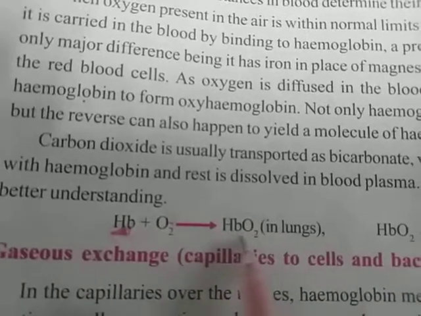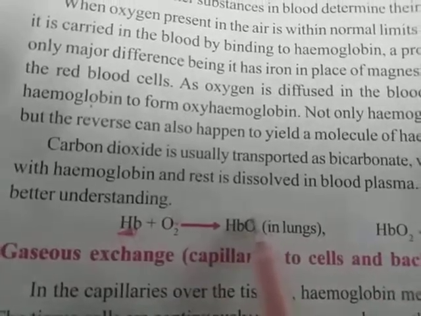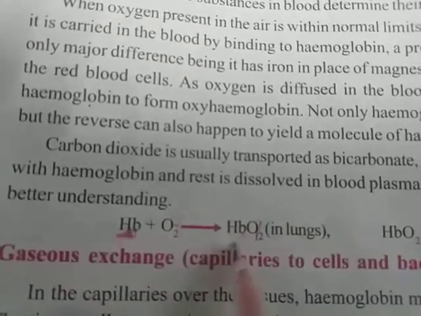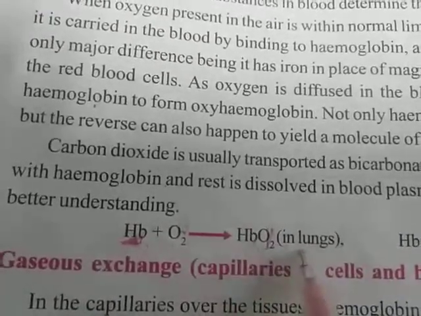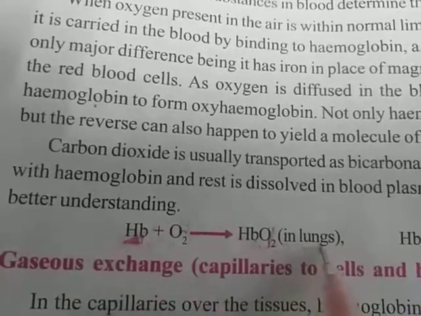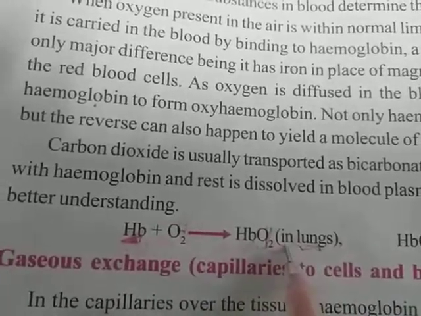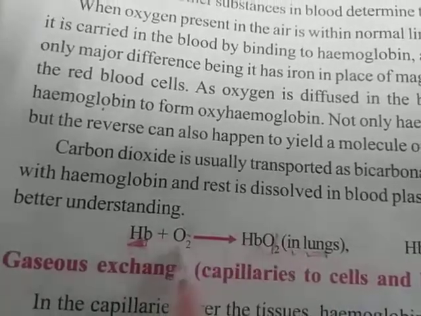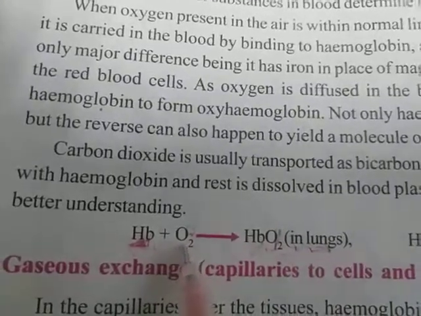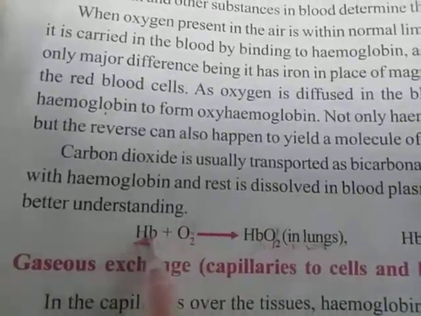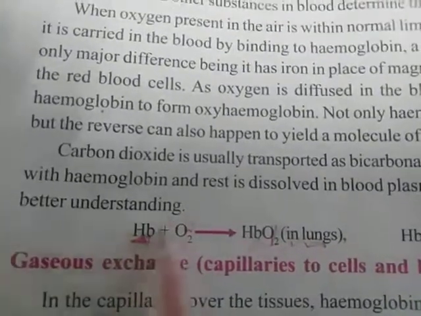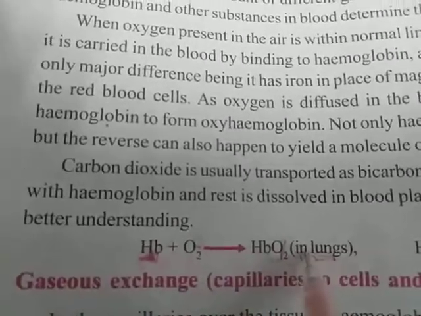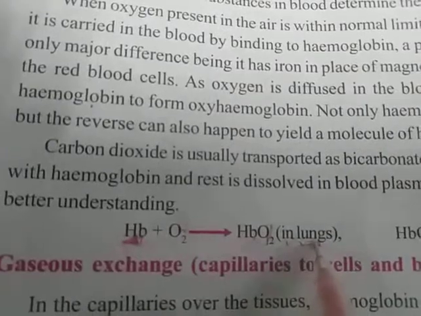HbO2 means oxyhemoglobin: oxygen plus Hb, hemoglobin, gives oxyhemoglobin. So this total reaction is carried out in our lungs, in the alveoli. Whenever oxygen enters our alveoli, then what will happen? Alveoli contain a larger amount of oxygen. This oxygen is taken by blood cells, by the hemoglobin present in them, and it forms oxyhemoglobin. This total reaction is carried out in our lungs.